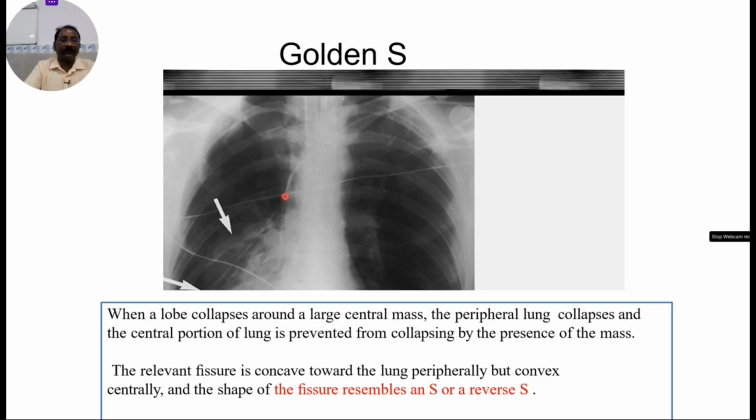Golden S sign. When a lobe collapses around a large central mass, the peripheral lung collapses and the central portion of the lung is prevented from collapsing by the presence of the mass. So that is the Golden S. The relevant fissure is concave towards the lung peripherally but convex centrally. See here. The fissure resembles an S or a reverse S.